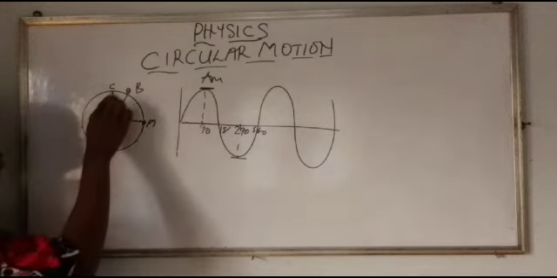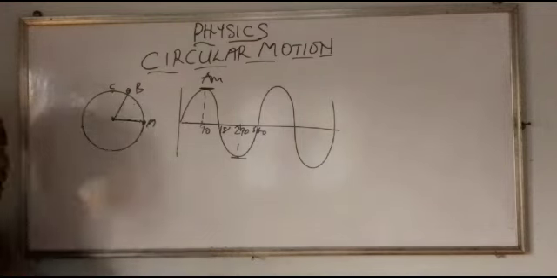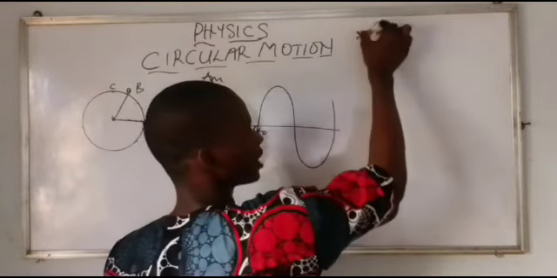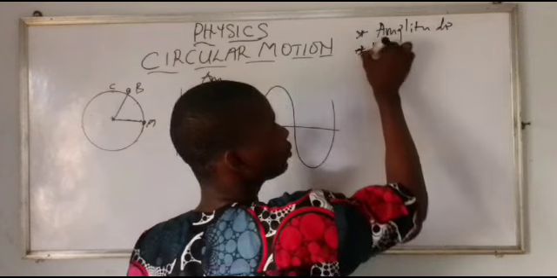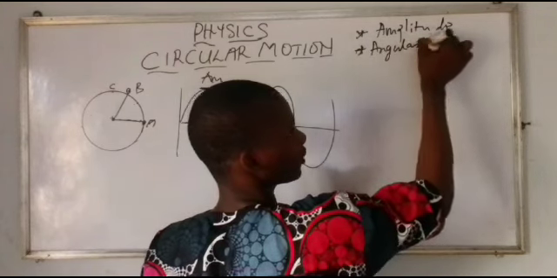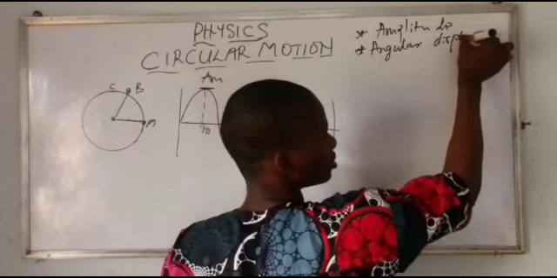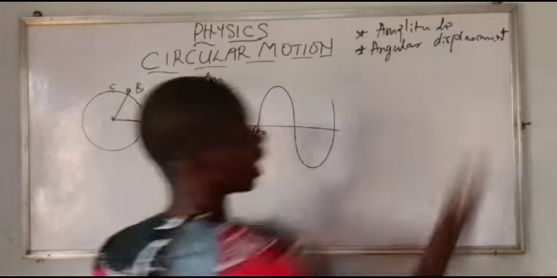Now the next one we are going to be looking at is what we call angular displacement. So let me write the parameters here for you. We have looked at amplitude. Now I want to look at angular displacement. Angular displacement, alright?